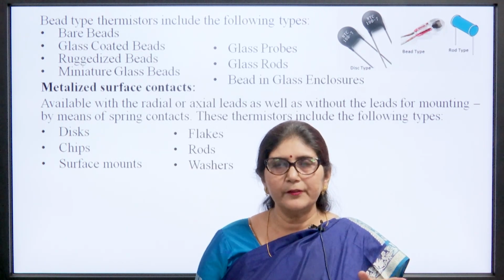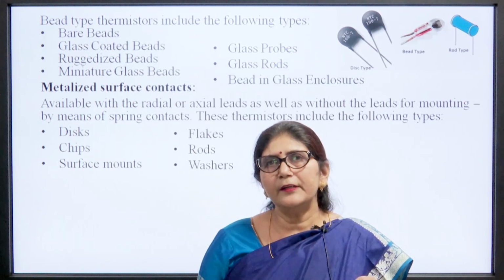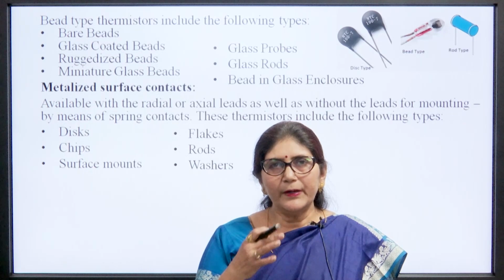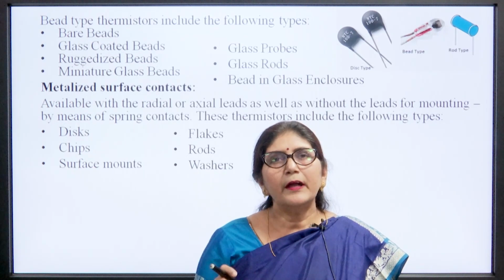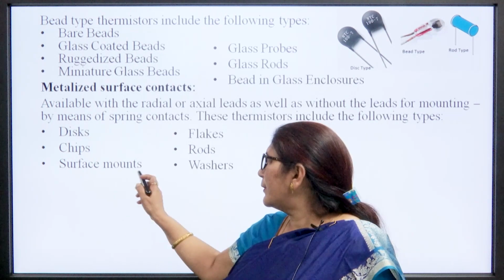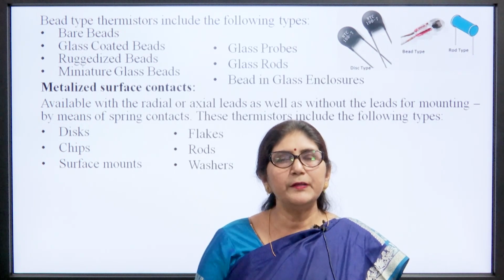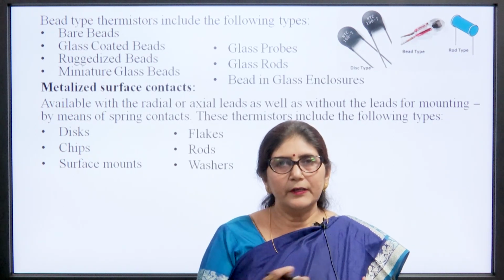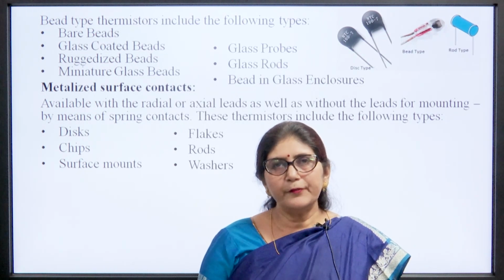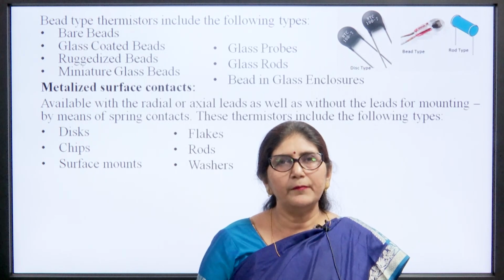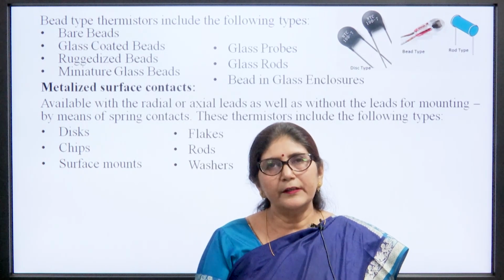But the metallized surface contact type is available with radial and axial leads as well as without leads. It is available in IC form, and it is also available in surface mounted form, meaning surface mounted devices which are placed on the PCB board. So, it is available as disk type, chip type, surface mounted type, flake type, rod type, and it is also available in the form of washer type, so that we can put it at any place.